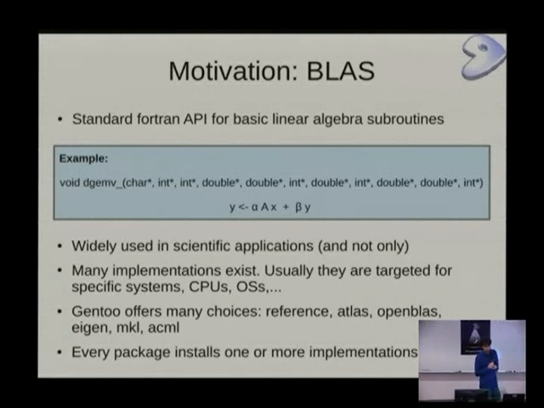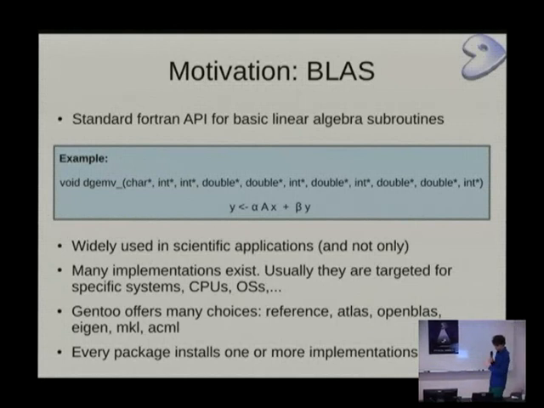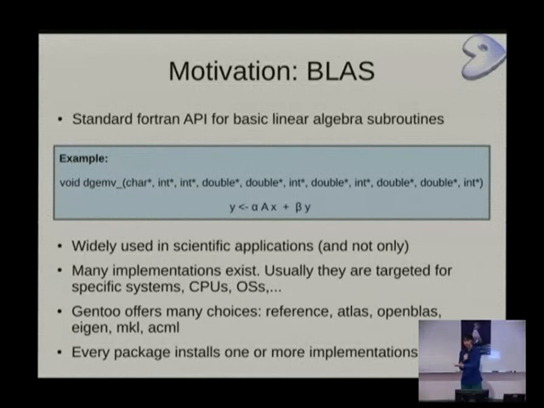It's a Fortran interface, so it's ugly. And this is just a routine for computing a matrix vector multiply in double precision. You see everything is a pointer. It's ugly, but it's a standard. So there are lots of libraries that implement this standard.